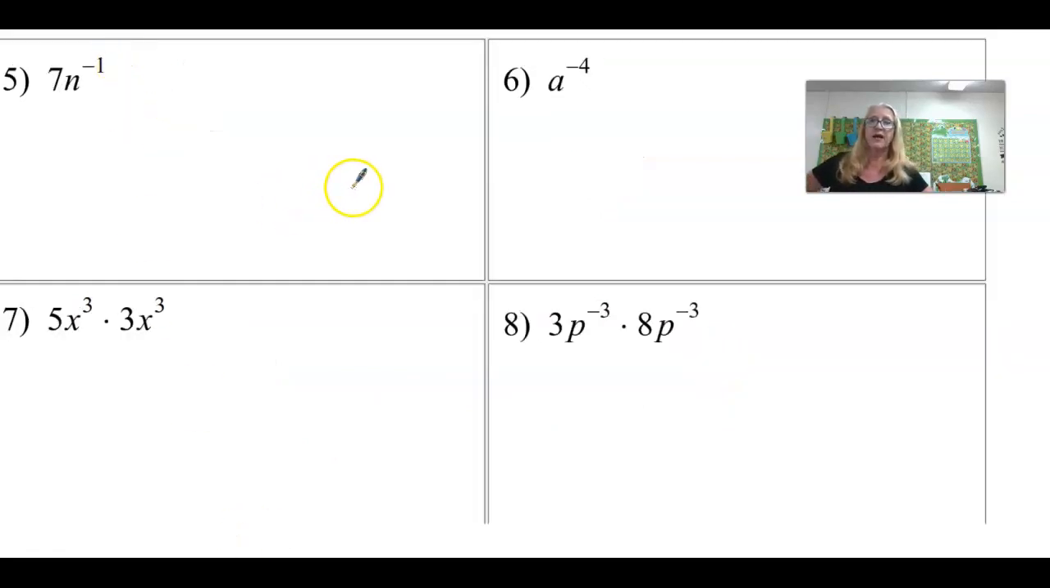Okay, here number 5, we have a 7 that's to the 1st power, so 7's going to stay on top, and only the n is going to drop to the bottom. Remember, we don't write 1s. Here, to make this positive, you put a 1 over it, stick it in the bottom.